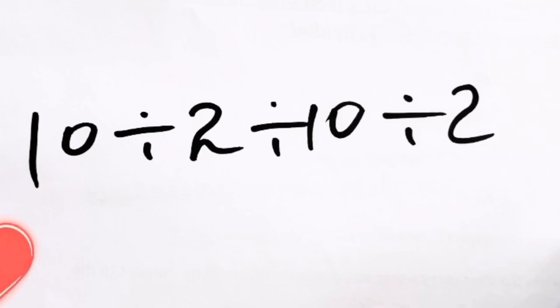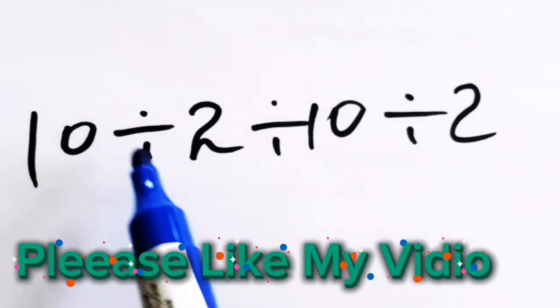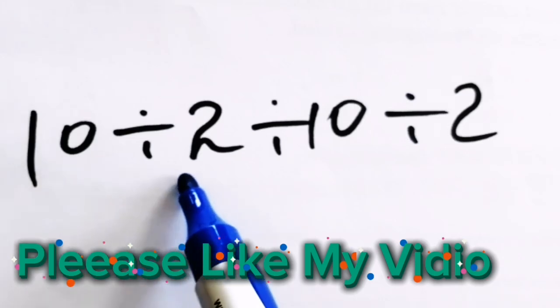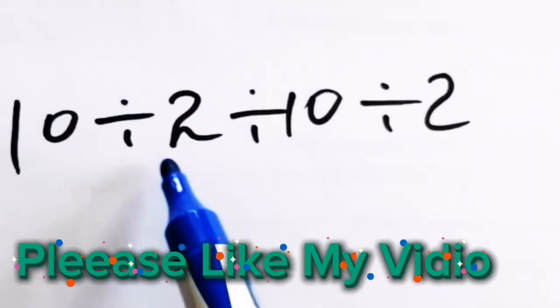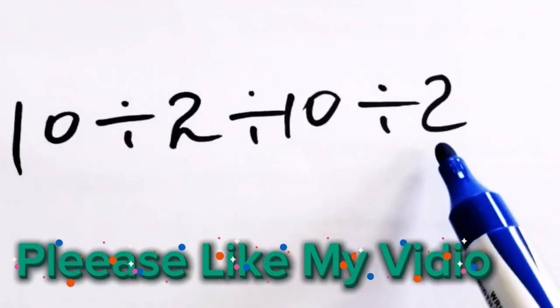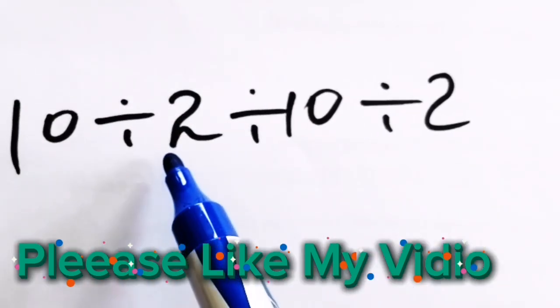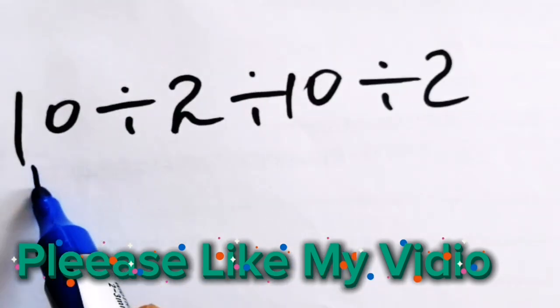because according to the order of operations, if the expression has only one operation, we have to do it from left to right. First we do this division, next this division, and finally this division. If we do this division before this one, or this division, it is wrong. So from left to right, we have to do this division first.